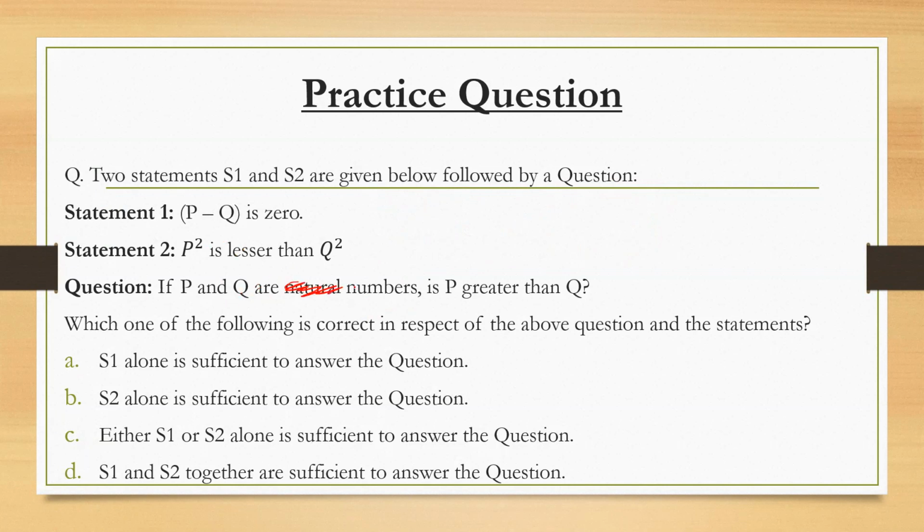अच्छा, इसको एक काम करते हैं, यहाँ पे अपन इसको इंटीजर्स कर देते हैं. The rest of the question remains the same. The question is, if P and Q are integers, is P greater than Q? Statement 1 says P minus Q is 0. Statement 2 says P square is less than Q square.